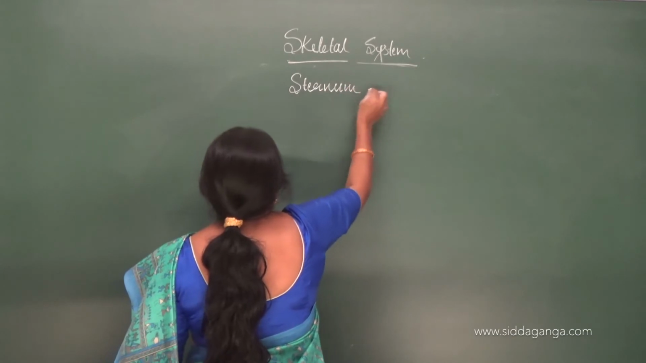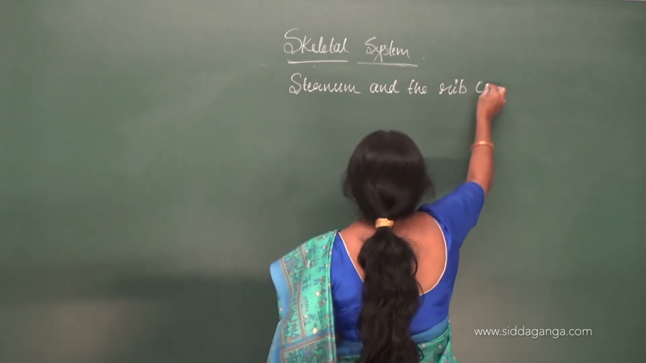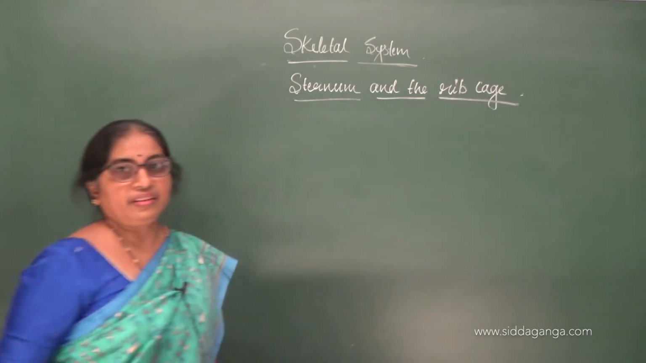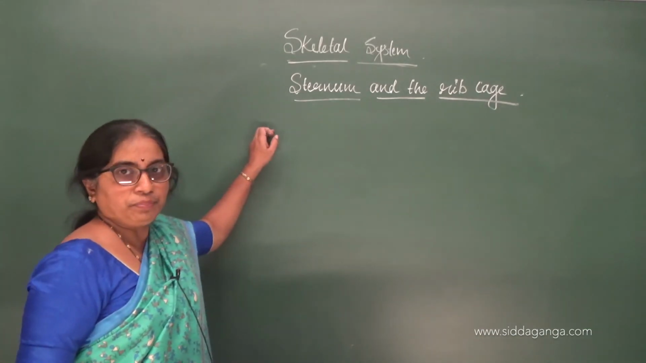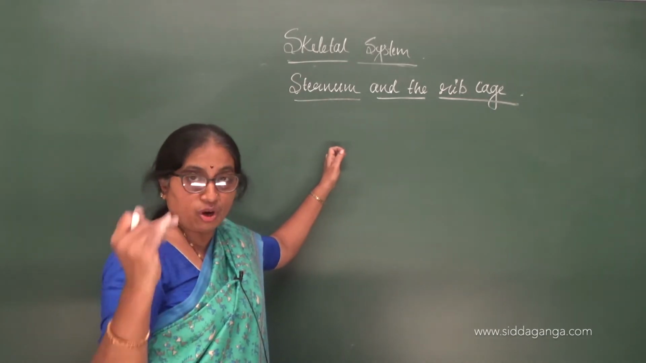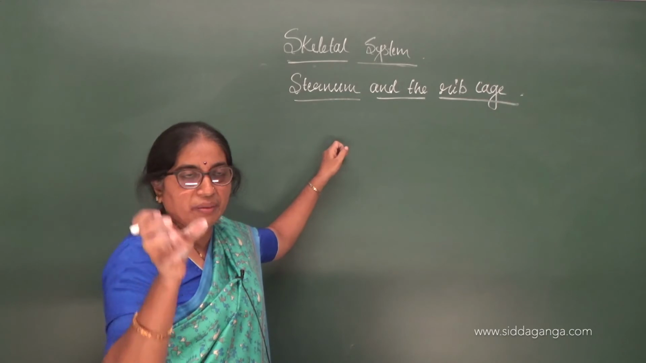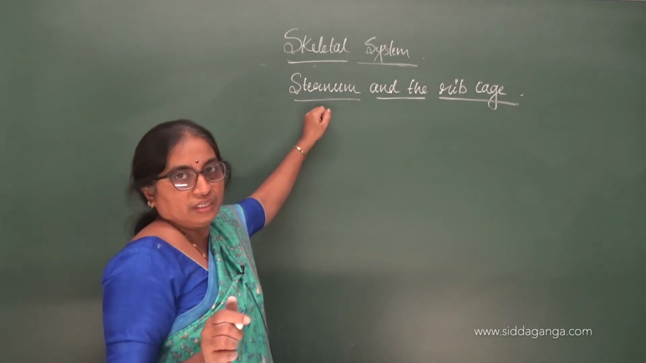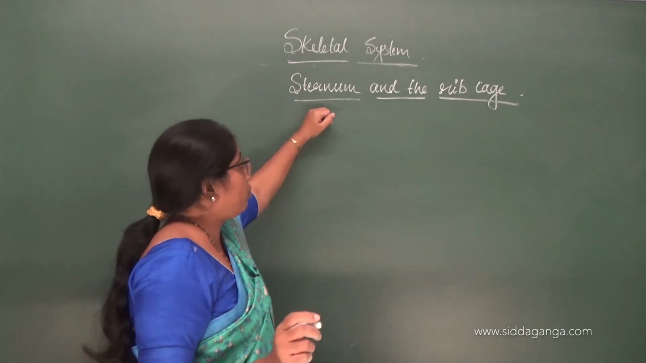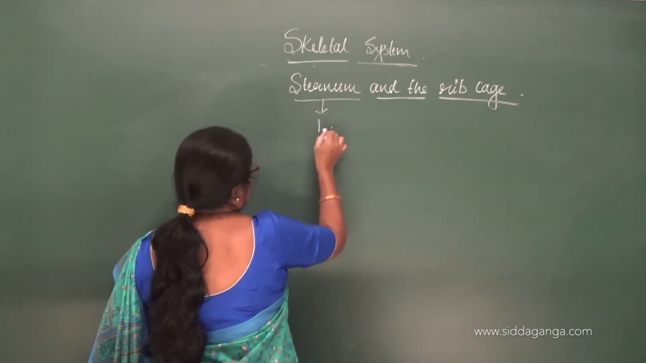The sternum and the rib cage. So the sternum is a flat bone which is present on the ventral part of our body. In the mid part, you find the sternum. The sternum is a flat bone present in the mid ventral part of our body, and it is counted as one bone.